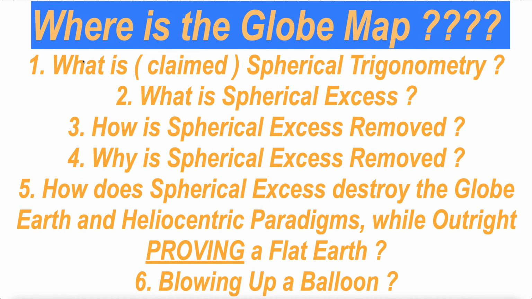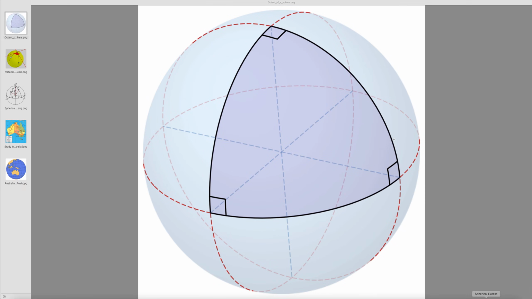Okay, I'm going to start with number 1. What is claimed spherical trigonometry? Right? I'll just show a visual. So here is what they would claim to be a spherical triangle. Now there's no such thing as a spherical triangle, right? It is not triangulometry, it is spherical circleometry. As you can see on this diagram, there are red dotted lines matching up to where the black arc lengths are.